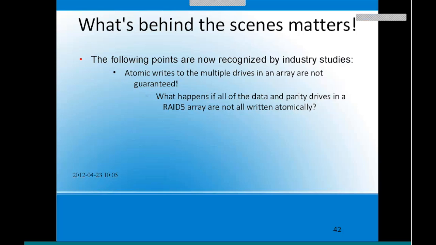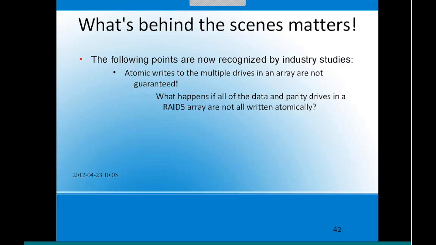Atomic writes to multiple drives in an array are not guaranteed. You've got 5 drives or 6 drives or 20 drives or 30 drives in your RAID 5 array. There is no guarantee that they're all going to get written at the same time. They're not spindle synced like a RAID 2 or a RAID 3 or a RAID 4 array is, which is one of the reasons why RAID 5 is more popular, because you can read different locations from the different drives, and so read performance is much better than RAID 2, RAID 3, and RAID 4. And that's why RAID 5 is popular, and RAIDs 2, 3, and 4 died a long time ago.